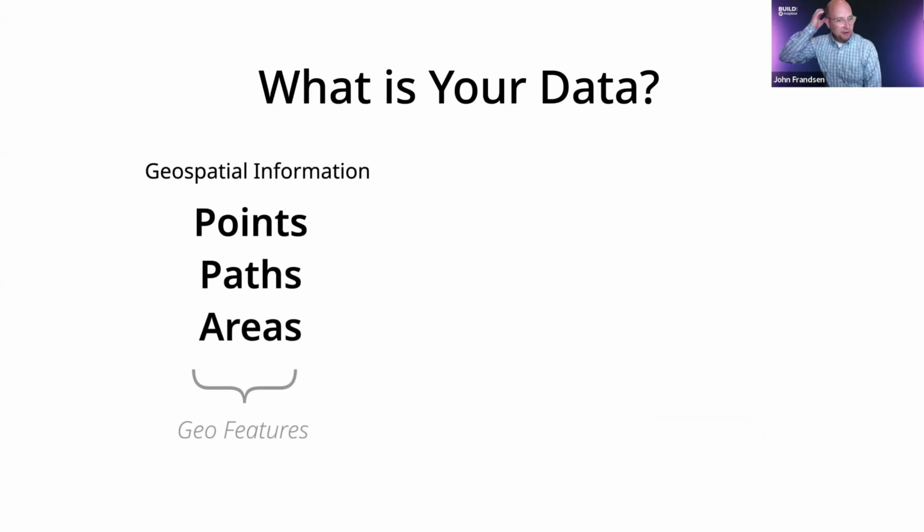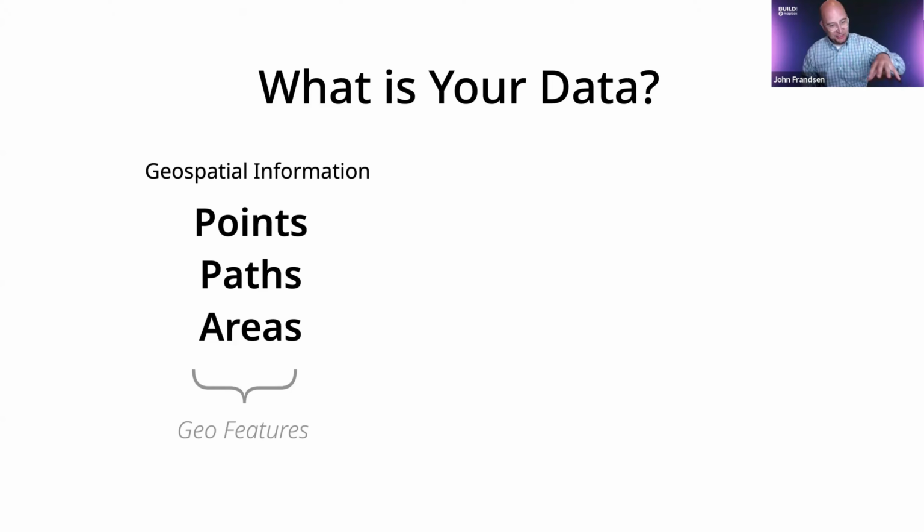So let's talk a little bit more about what your data is. I like to think about your data as two parts. You have geospatial information, which in its most simple form is the points, paths, and areas that you represent information on a map with, and those are the geo features.